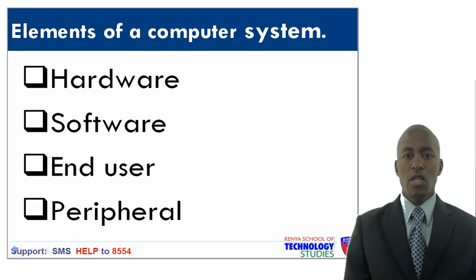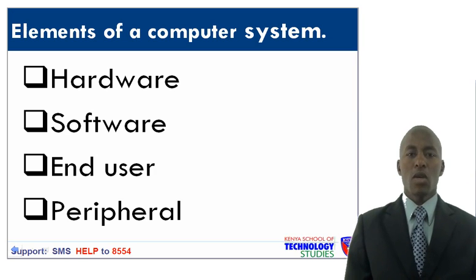Hardware. These are physical, tangible components of the computer. Example, keyboard or mouse, etc. We also have software. These are a set of rules or instructions that govern how the computer operates. Example, we have system software and also application software.